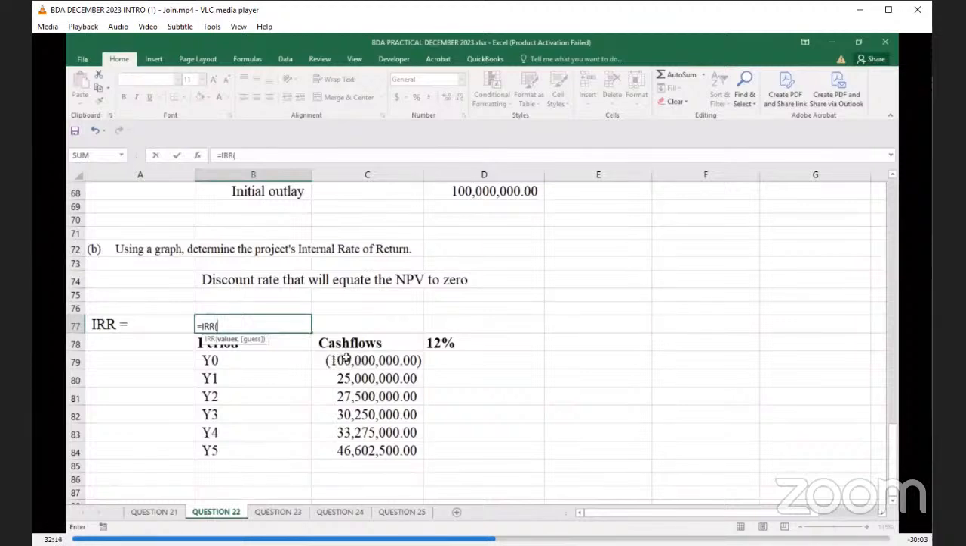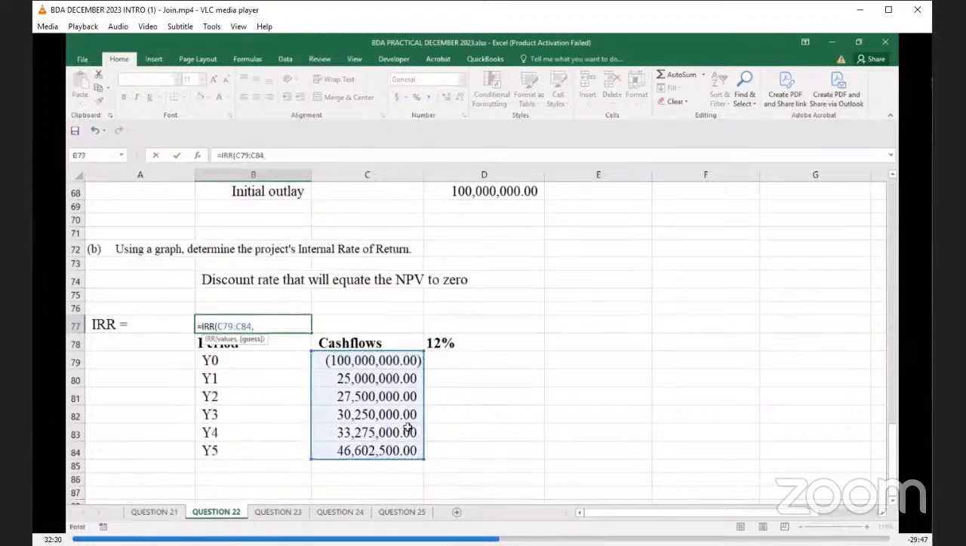The values, including your initial outlay, you are right. This is what I have been teaching you guys. This is what you're going to do. You take all your cash flow, including your initial outlay.